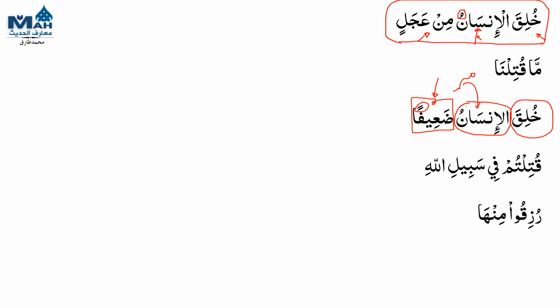So next sentence. Ruziqu minha. They were provided from it. Ruziqu, whom is naibul fa'il? Ruziqna min qabl. We were provided before. Ruziqna, we were provided before. Nahnu is the naibul fa'il.